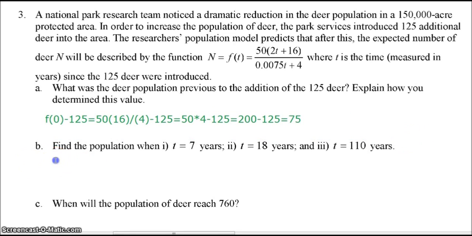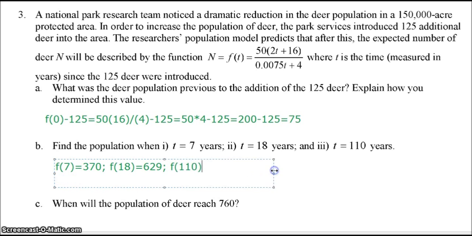Find the population when t equals 7 years, t equals 18 years, and t equals 110 years. So f of 7, just plug 7 in for t. We should get about 370. F of 18, we'll get about 629. And f of 110 will be about 2,446.